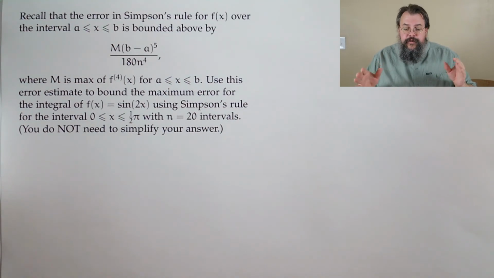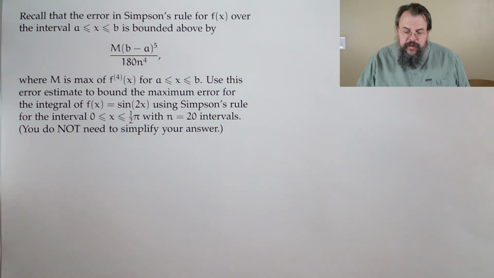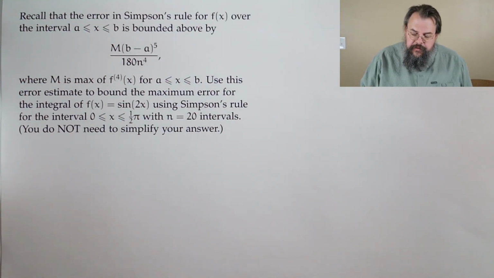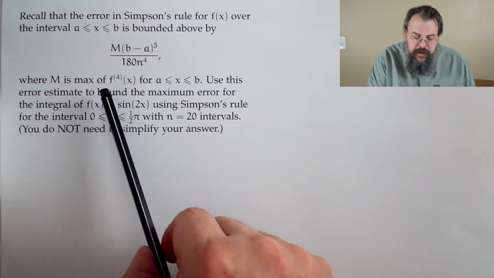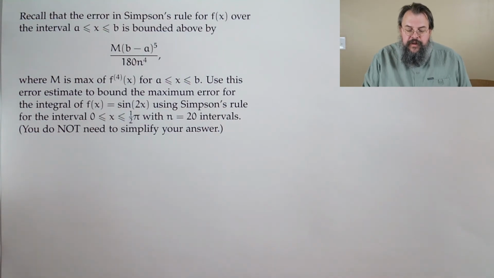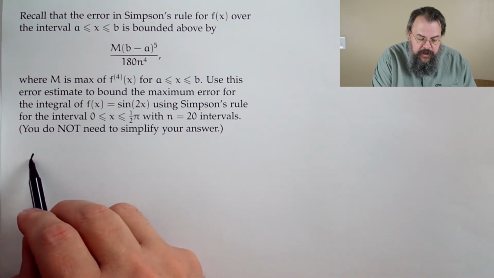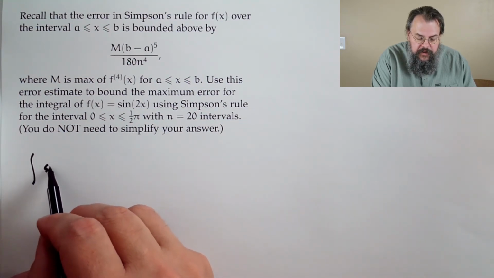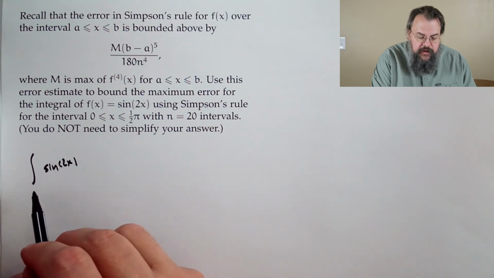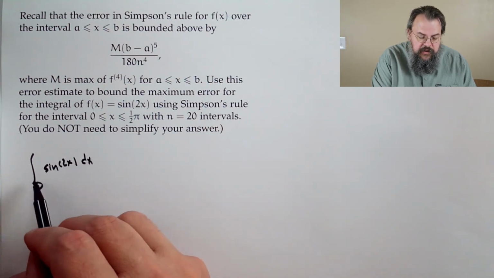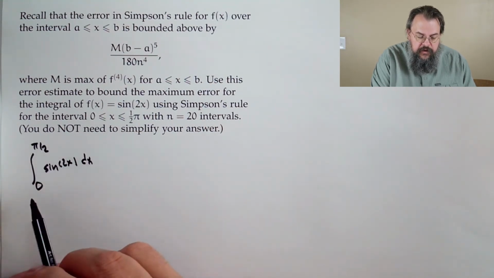Recall that for the error in Simpson's rule, there's a nice formula: M times (b minus a) to the 5th divided by 180 n to the 4th, where M is the maximum of the 4th derivative. We want to use this error estimate to bound the maximum error for the integral of sine of 2x dx from 0 to pi over 2. So that's our goal.